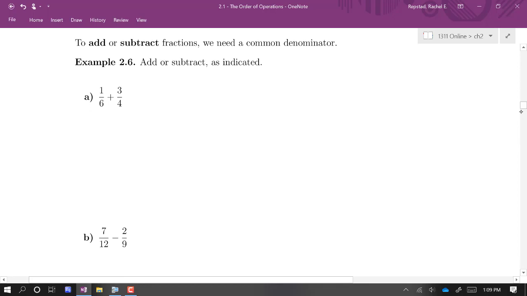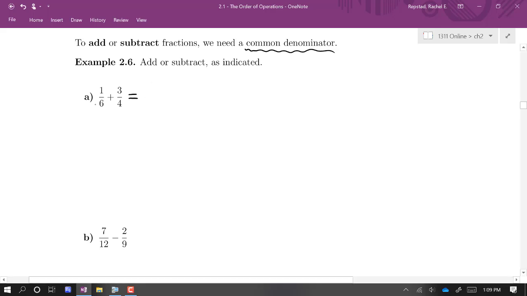Alright, if we're going to add and subtract fractions, we have to have a common denominator. So here's how I go about these. You might have a slightly different method for obtaining or converting to a common denominator. What I'm going to do is show you how I think about it, because it will serve us well when we end up doing this with algebraic fractions.